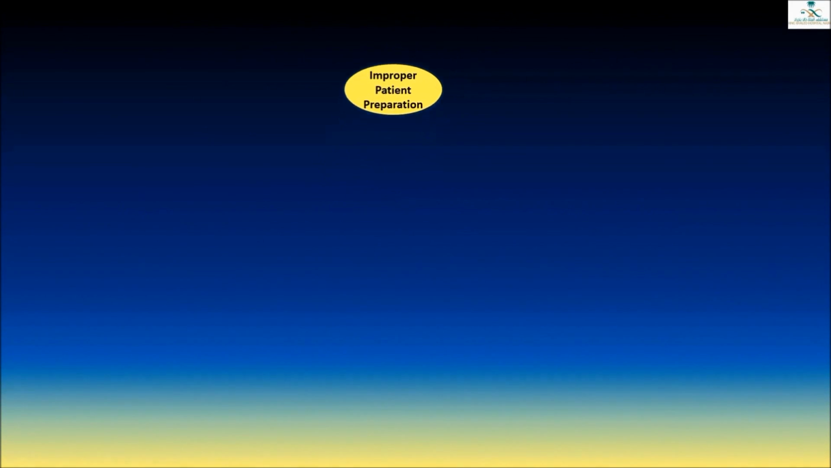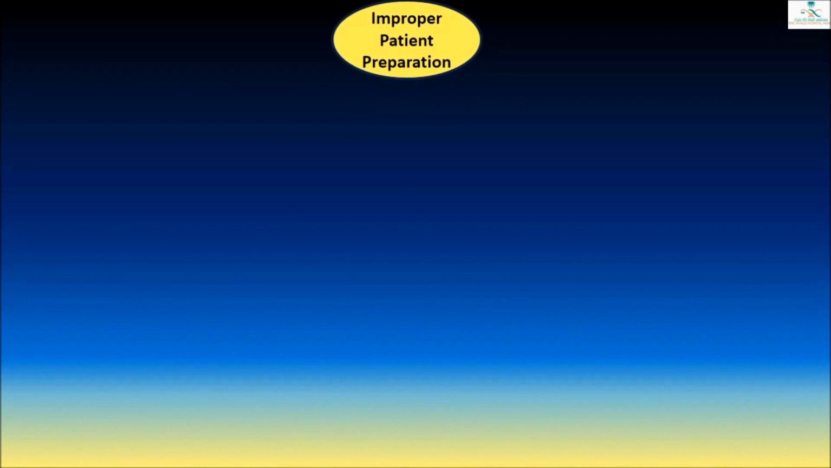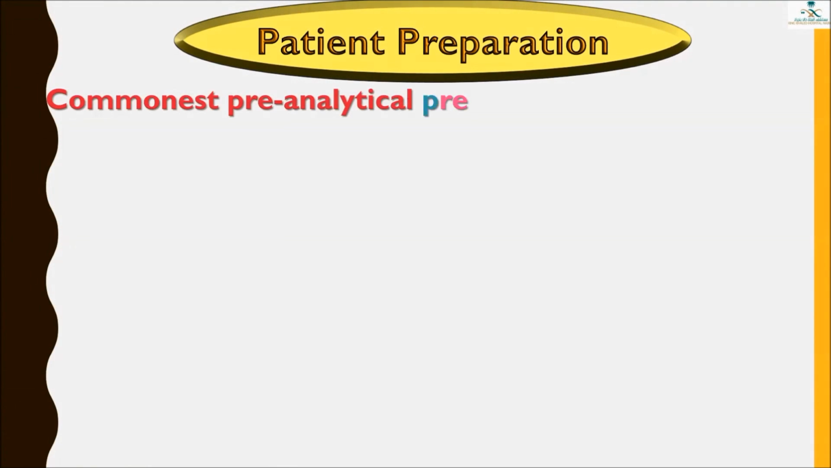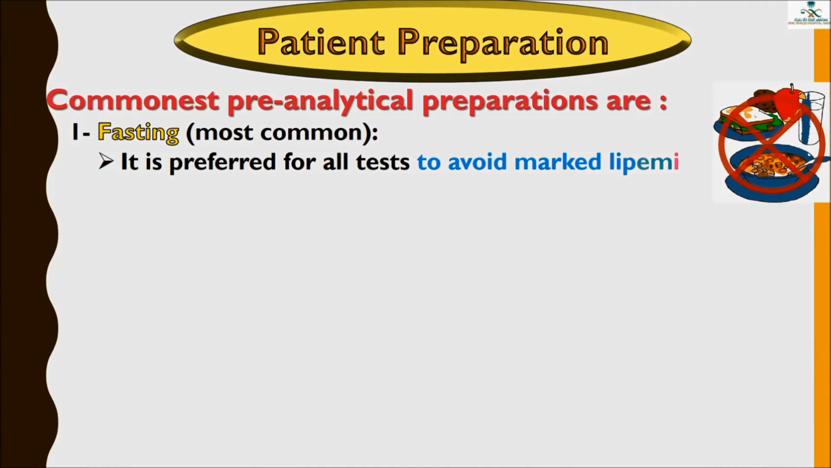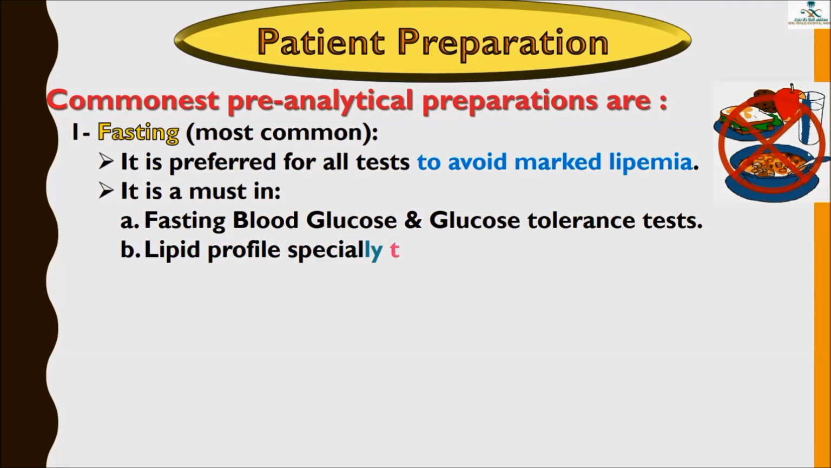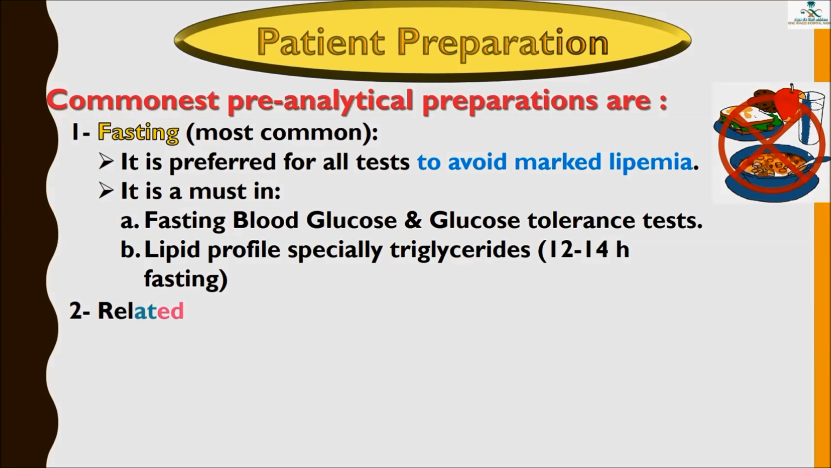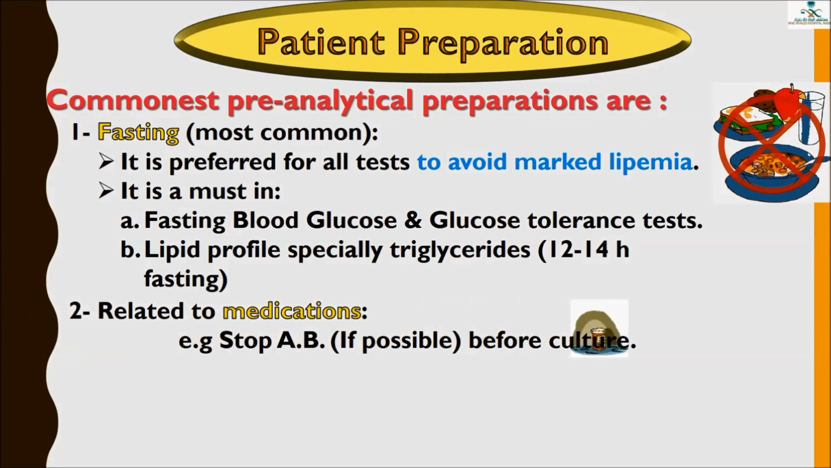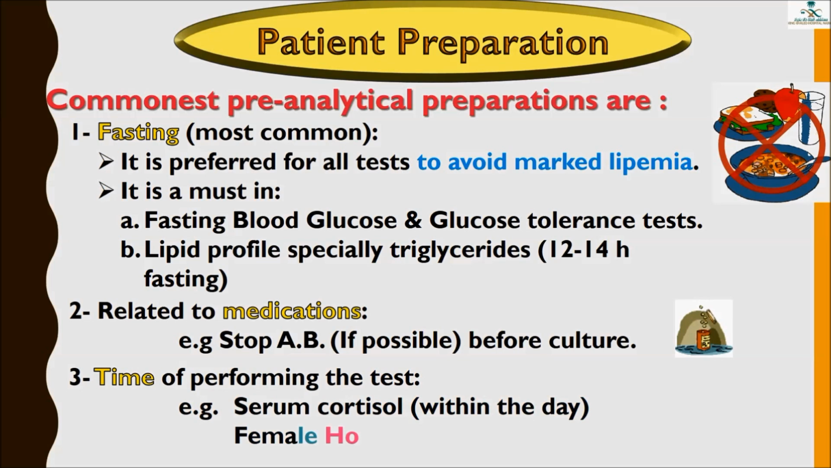The next pre-analytical error is improper patient preparation. Commonest pre-analytical preparations are fasting, which is preferred for all tests to avoid marked lipemia. It's a must in fasting blood glucose and glucose tolerance tests. Also, it's a must in lipid profile, especially triglycerides. Errors related to medications, as to stop antibiotics before cultures if possible. Time of performing the test is important in some situations as serum cortisol level and some female hormones.